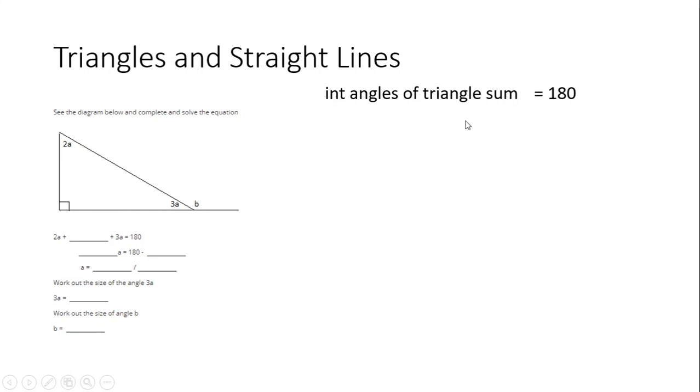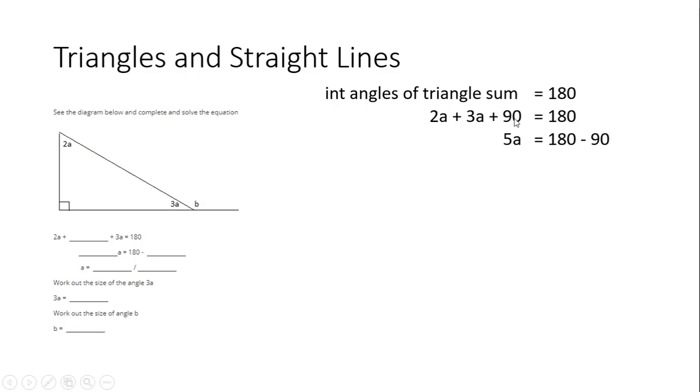So the interior angles of this triangle are 2A plus the square, that means 90 degrees, plus 3A equals 180. So I can simplify this. I'm trying to figure out what A is, and luckily this is an equation that only has one letter in it, and it's the same letter. 2A and 3A, those are like terms. I can group those together and make that a single term, which is just 5A. 2A plus 3A makes 5A.